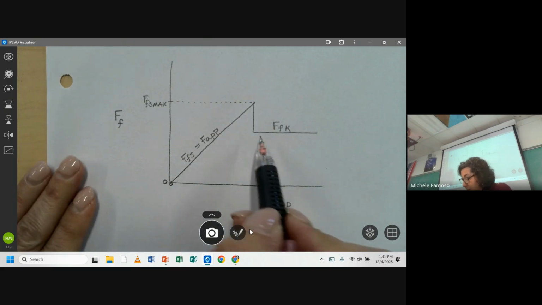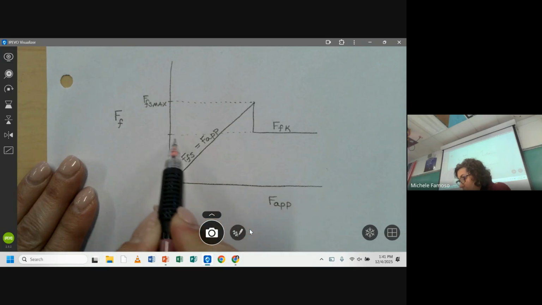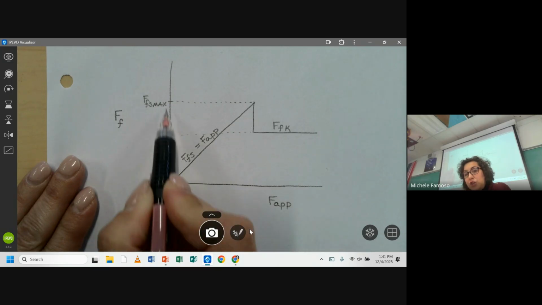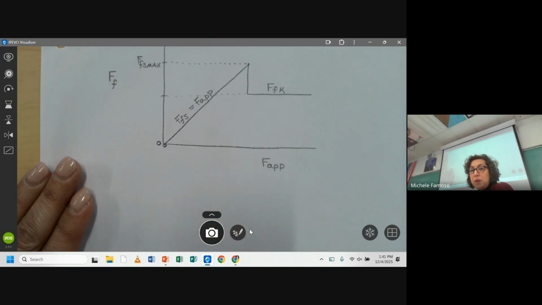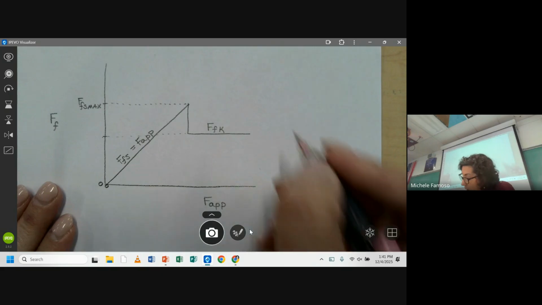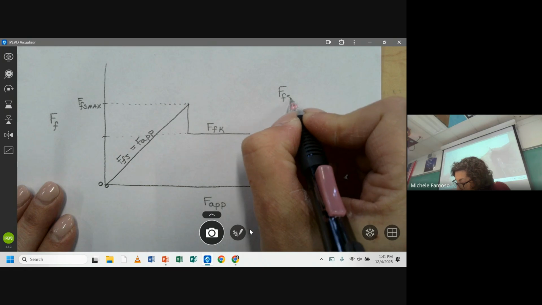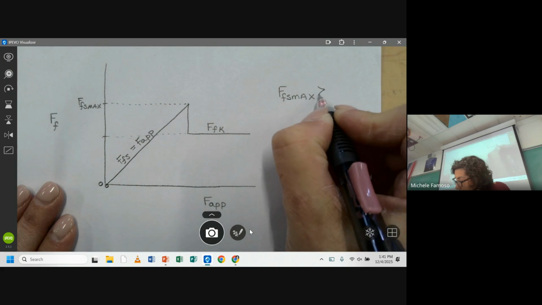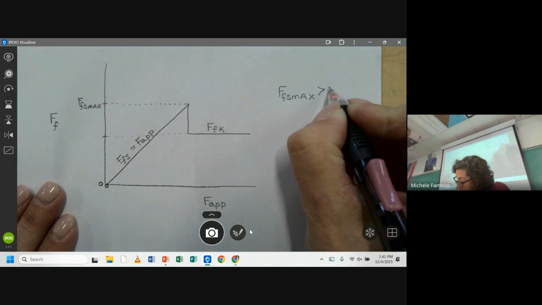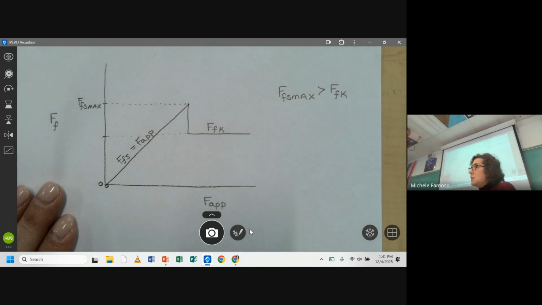Now, what we can see from this, if I were to come back over here, you would read a smaller value for the kinetic friction than you would for the maximum static friction force. What this means, and we can write this as an equality, is that our maximum static friction force is always greater than the amount of kinetic friction for the same two surfaces in contact.